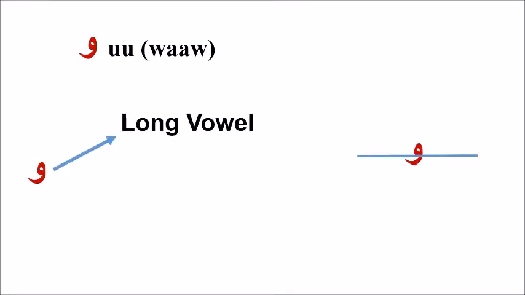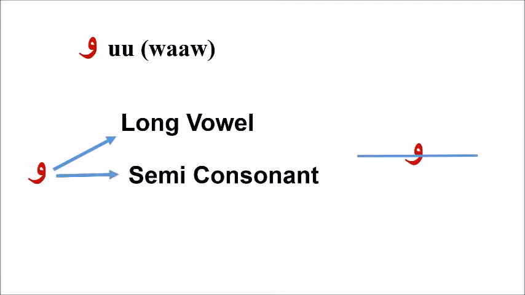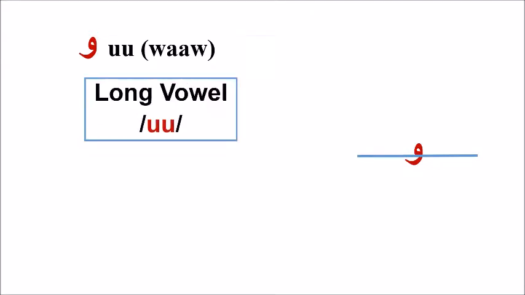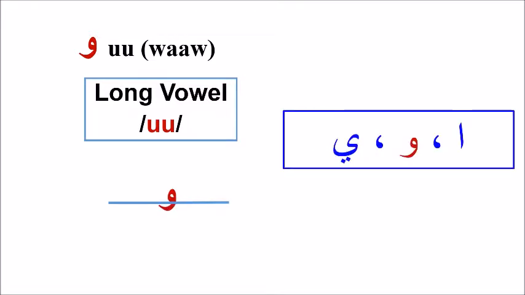The name of this letter is wow. This letter wow represents three functions in Arabic. The first of which is as a long vowel, the second as a semi-consonant, and the third as a seat of Hamza. In this lesson, we're concerned with its first function as a long vowel, and the other functions will be discussed later. This letter represents the second of the three long vowels in Arabic.